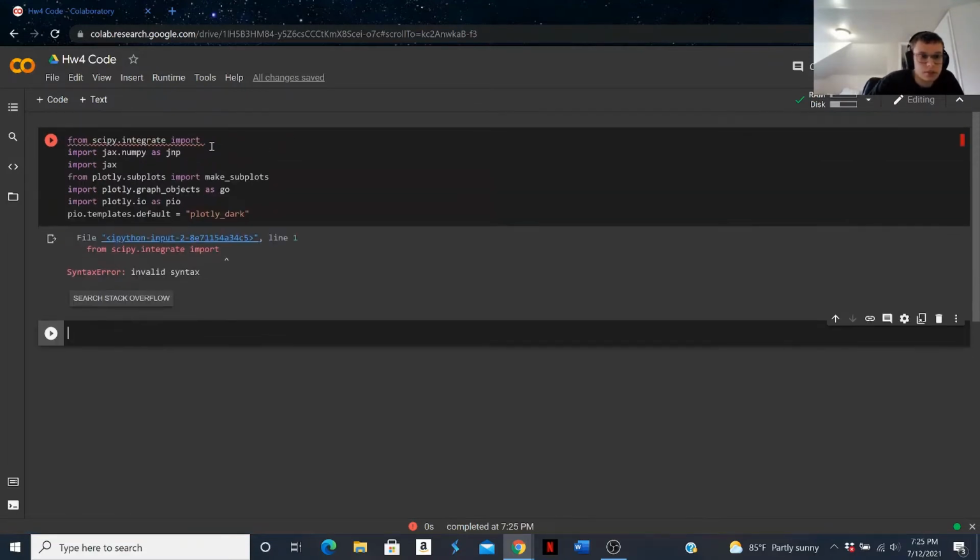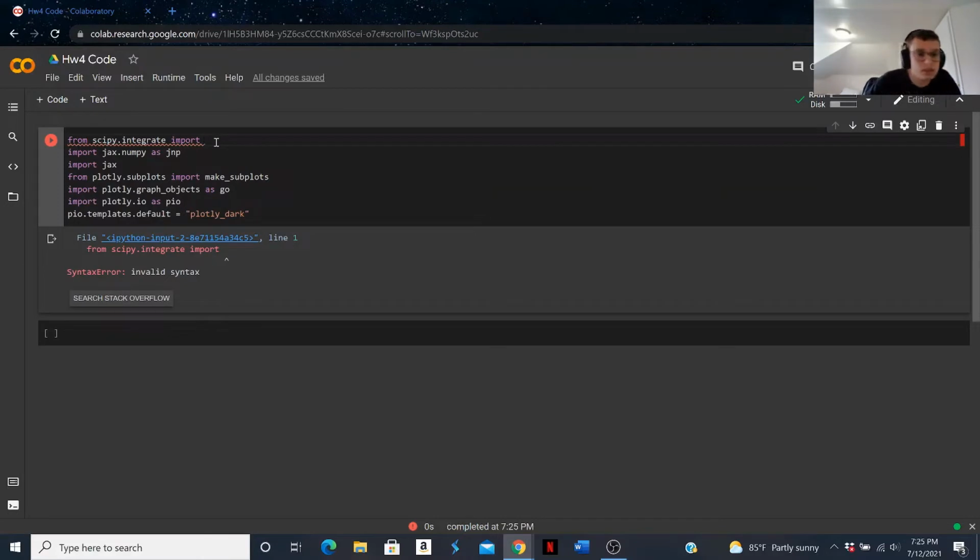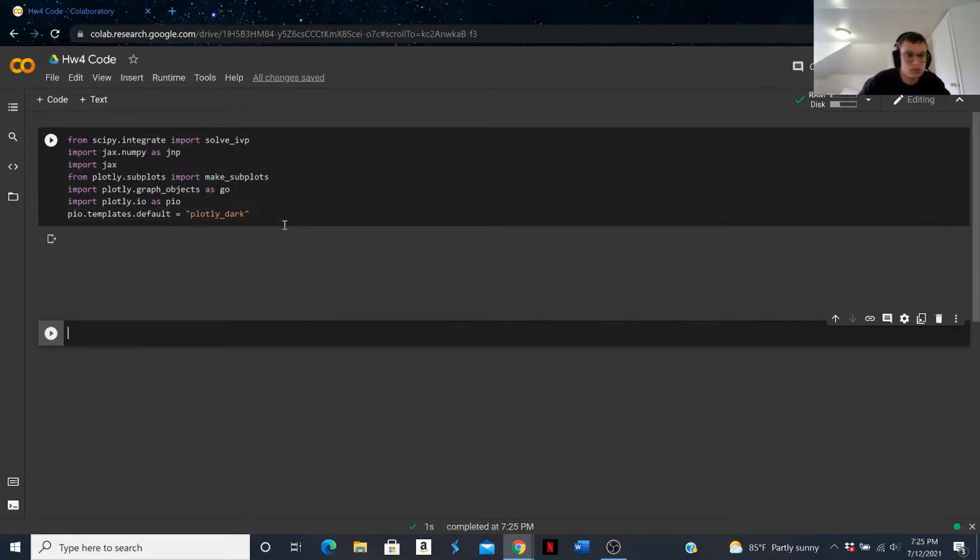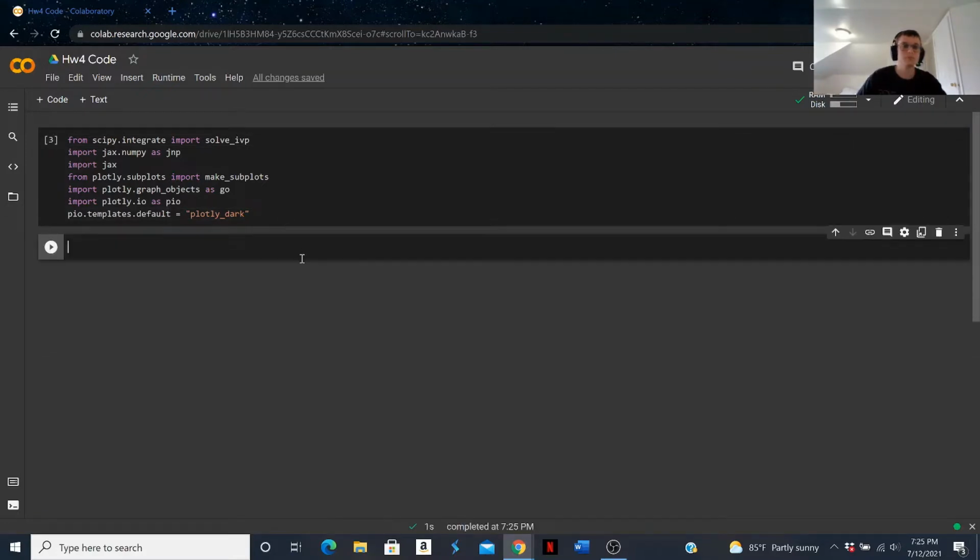SciPy integrate import. Oh, wait. I did do that. That's weird. I don't remember deleting that. Solve IVP. That's weird. Okay. So now we're gonna look at the different constants for this problem.